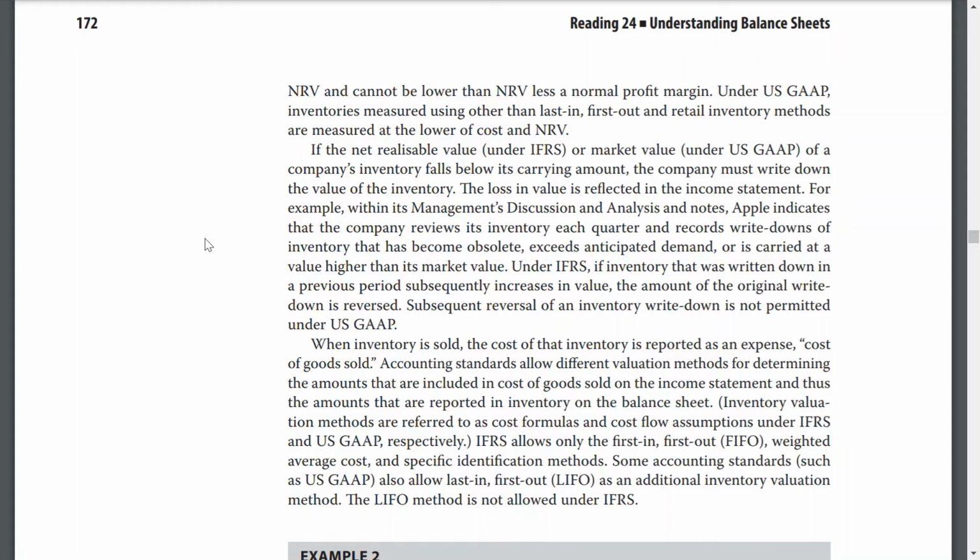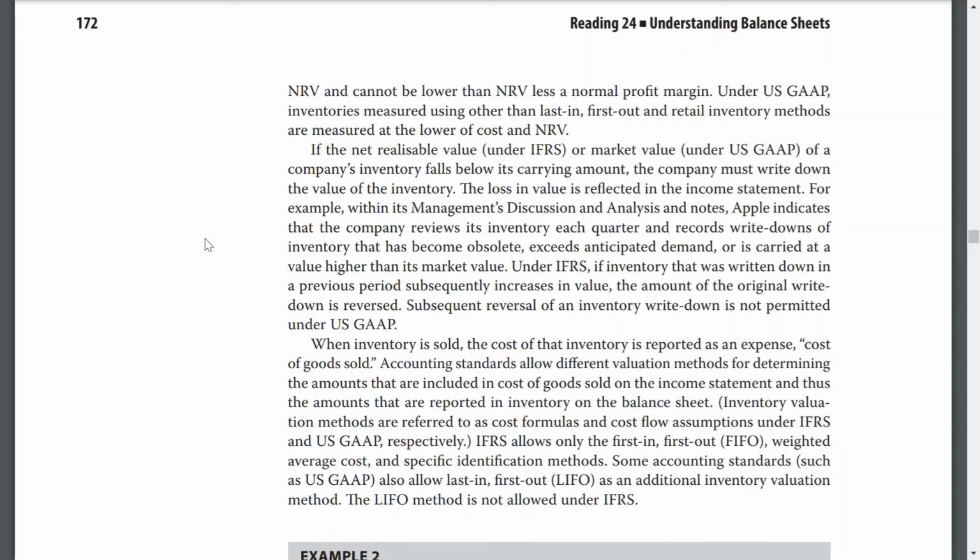Under IFRS, if inventory was written down in a previous period and subsequently increases in value, the amount of the original write-down is reversed. Subsequent reversals of inventory write-downs are not permitted under US GAAP. If inventory is sold, the cost of the inventory is reported as an expense, cost of goods sold.